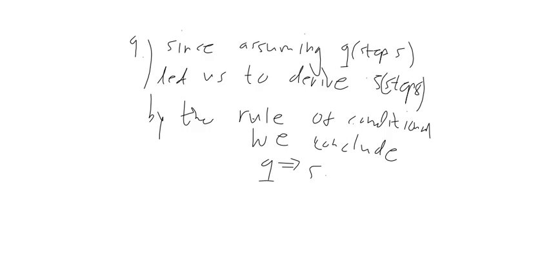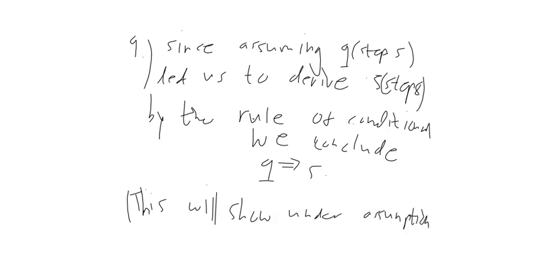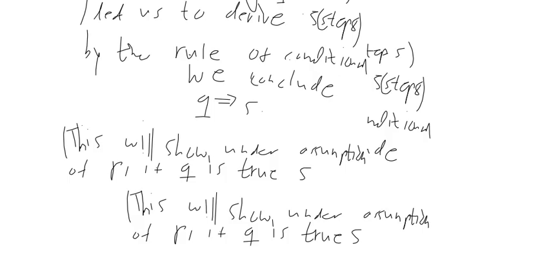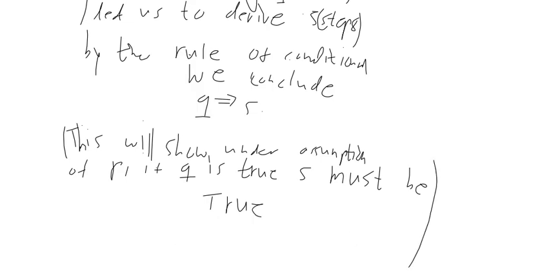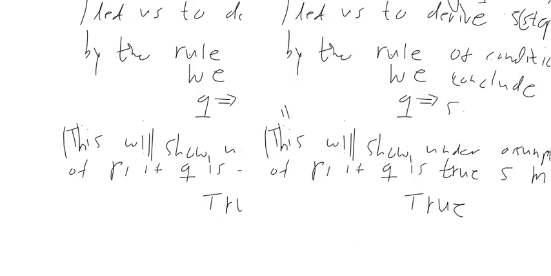This shows that under the assumption of P, if Q is true, then S must be true. That's the justification.